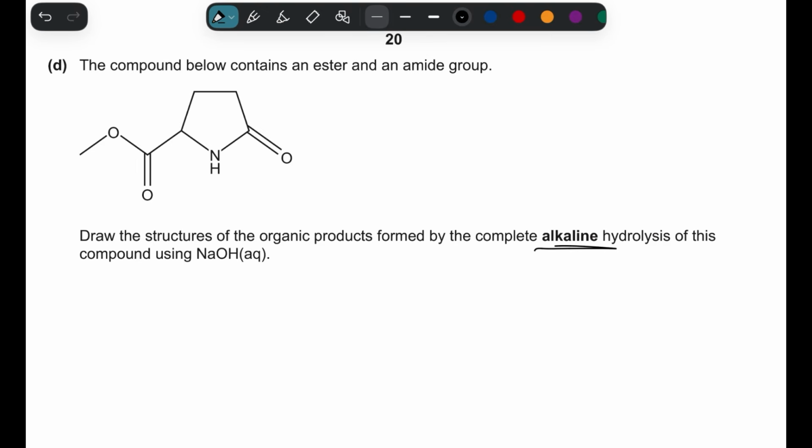So let's quickly highlight them now. I can see this is an ester bond, this is going to go. This is an amide bond, this is going to go. And again, we just need to think what we're actually going to form here. When we break the ester bond, we'll form an alcohol and a carboxylate salt. Remember, it's not an acid hydrolysis, so we don't form a carboxylic acid, we form a carboxylate salt.